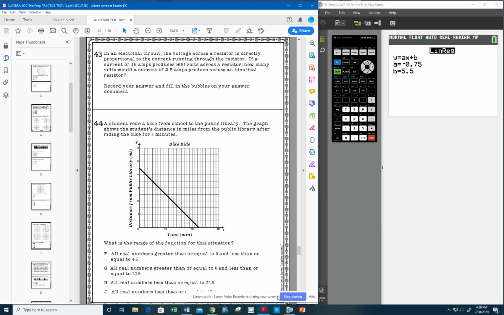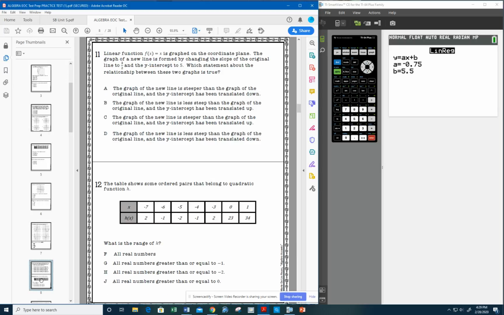The first one that you should have been able to find would be number 12. Number 12 is a domain and range question. Okay. And again, the range, we have a table. In order to find our range from this, we start by finding our vertex, which in this case is at -2. And then we look to see if the numbers are going up or down. Okay. So number 12 is one of them.